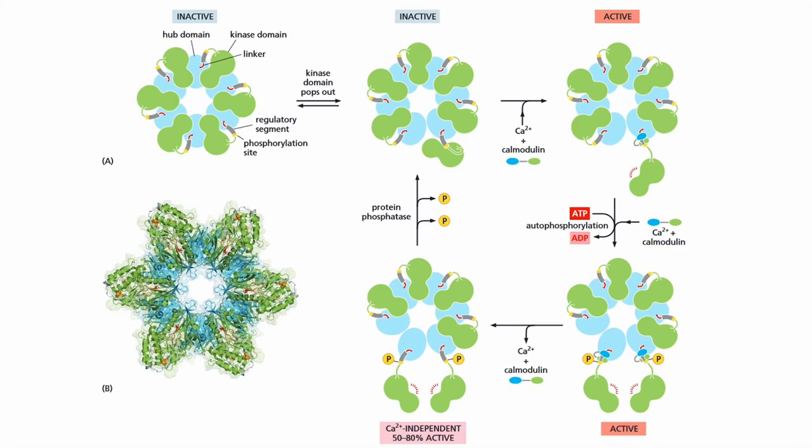And in the second inactive state, the upper middle one, the kinase domain has popped out and it is linked to its hub domain by its regulatory segment, which continues to inhibit the kinase domain but is now accessible to calcium calmodulin. And if present, calcium calmodulin will bind the regulatory segment and prevent it from inhibiting the kinase, thereby locking the kinase in an active state, the upper right one.